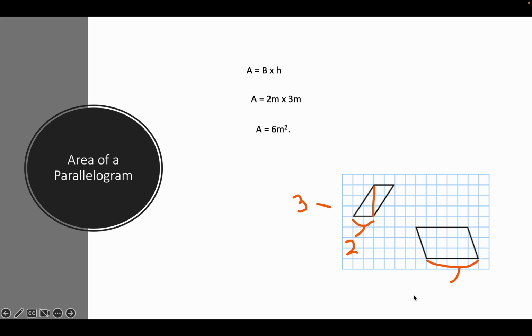So here's my base. Calling that 5. Here's my height, 1, 2, 3. And that one is 3. 5 times 3 equals 15 meters squared. It's almost like this little triangle over here, we're just taking that and moving it over to the other side so that it's still a rectangle. It's interesting how you can kind of do it that way. That is how it's done.